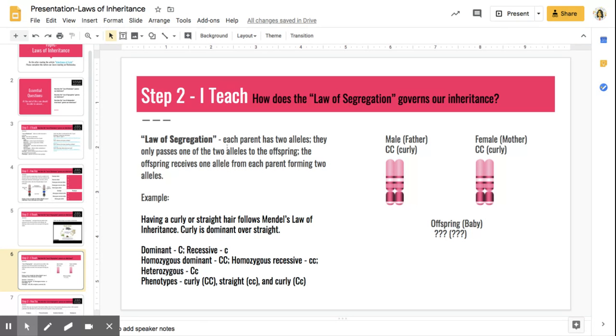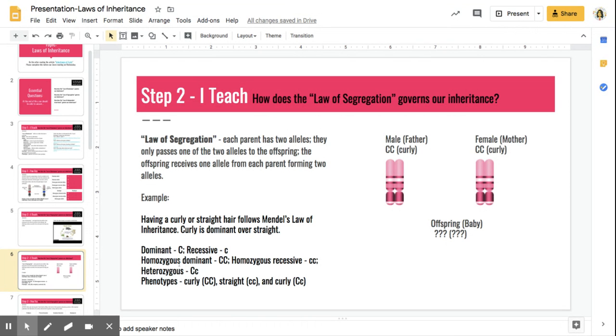So the offspring receives one allele from each parent, forming two alleles, just like what its parents have. Okay, so we're going to use the example we had in the previous slide in step 1. Having curly or straight hair follows Mendel's law of inheritance, wherein curly is the dominant trait over having straight hair. Okay, so these are the symbols we're going to use. For the dominant allele, we're going to use the capital C. For the recessive allele, we're going to use the small c.